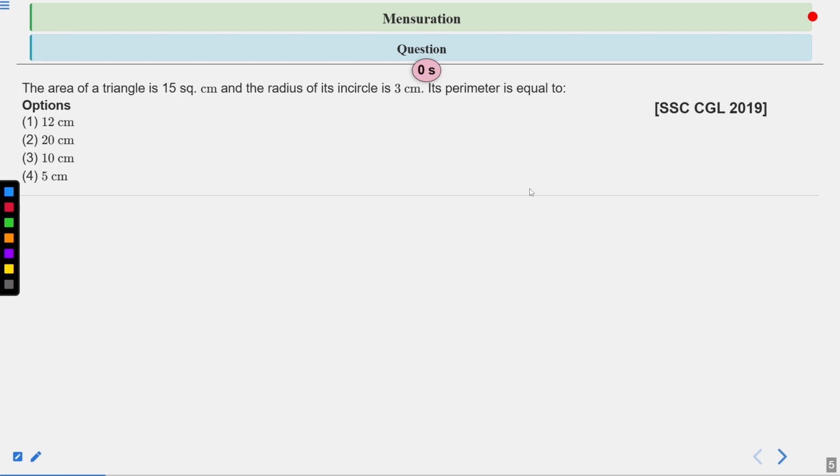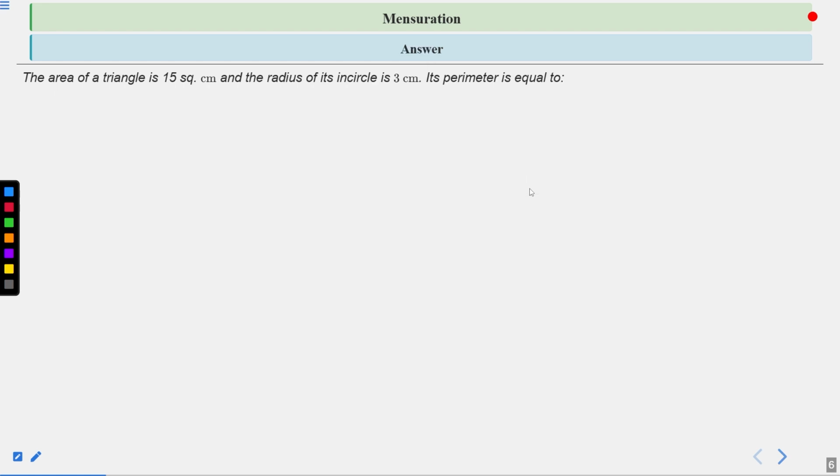Now time's up. Let's see the solution of this question. The question says that the area of the triangle is 15 square centimeter and the radius of its incircle is 3 centimeter. So we need to calculate the perimeter. We can use the formula and calculate it. So the correct answer of this question is the third one, which is 10 centimeter. Now see the detailed solution of this question.